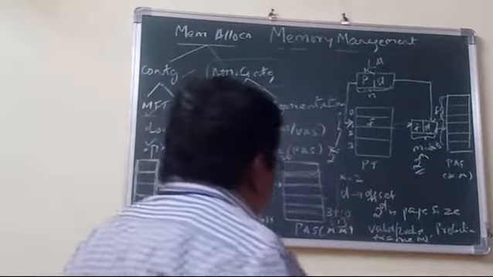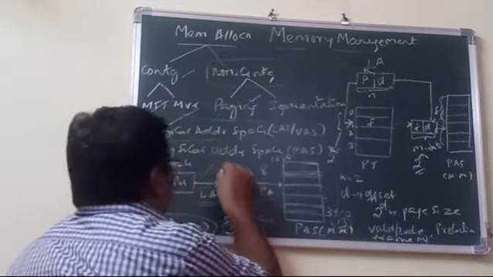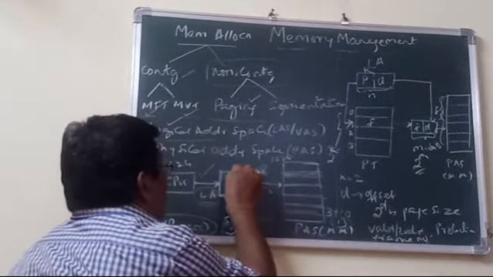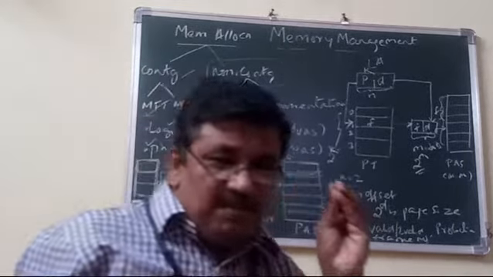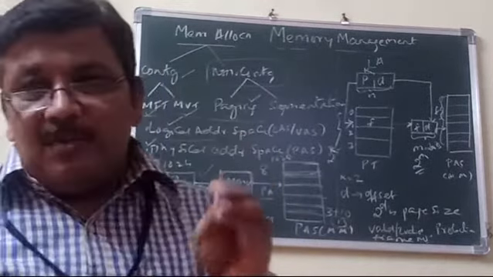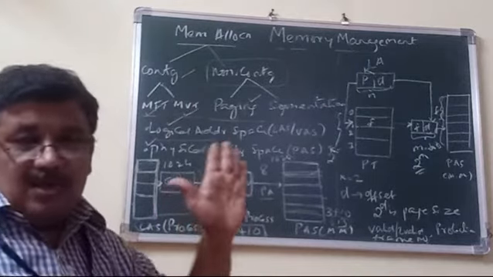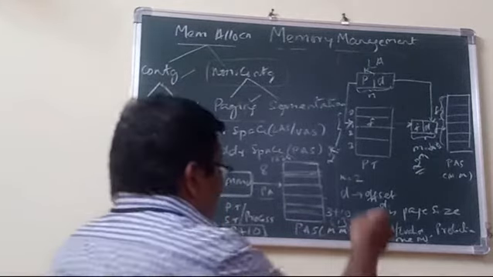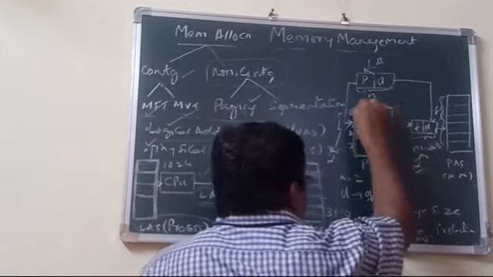Now moving on to address mapping, that means how every page is mapped to a frame. What actually is the content of the memory management unit? We'll see in the case of paging. In the case of simple paging, the memory management unit is nothing but your page table. So what does the page table contain? This is the page table.